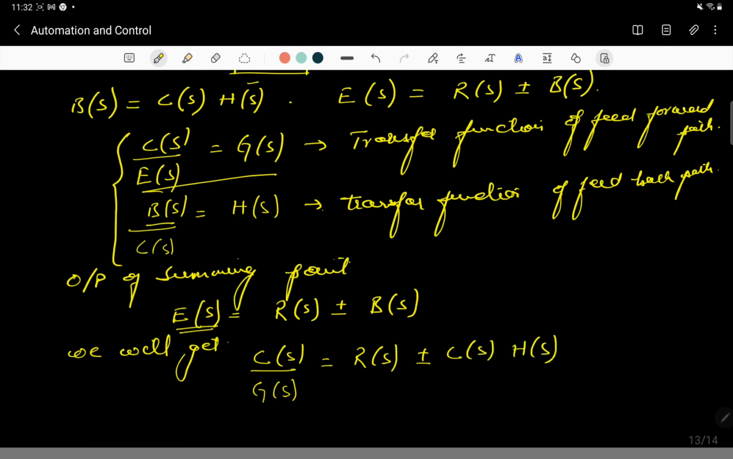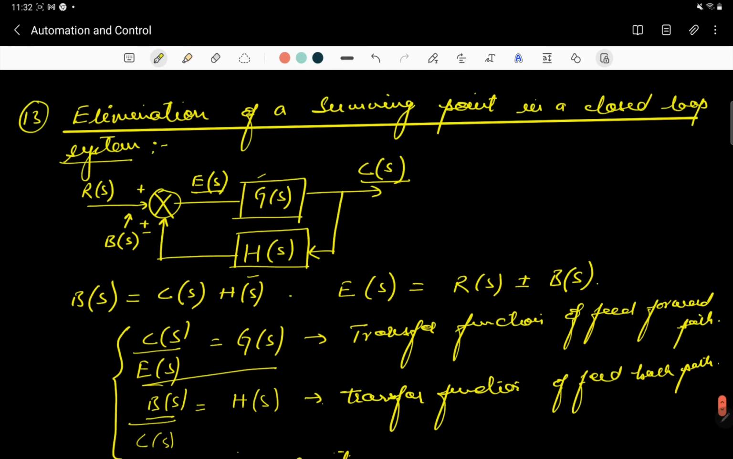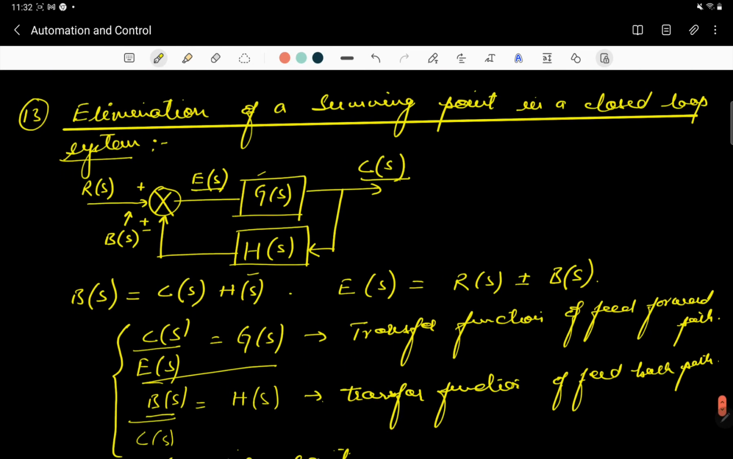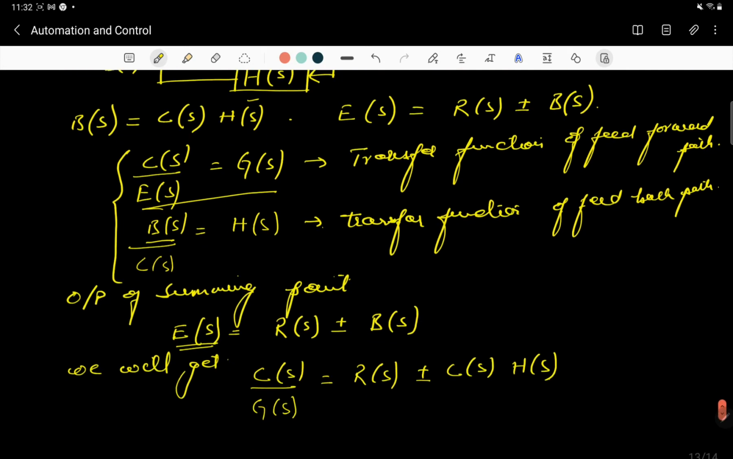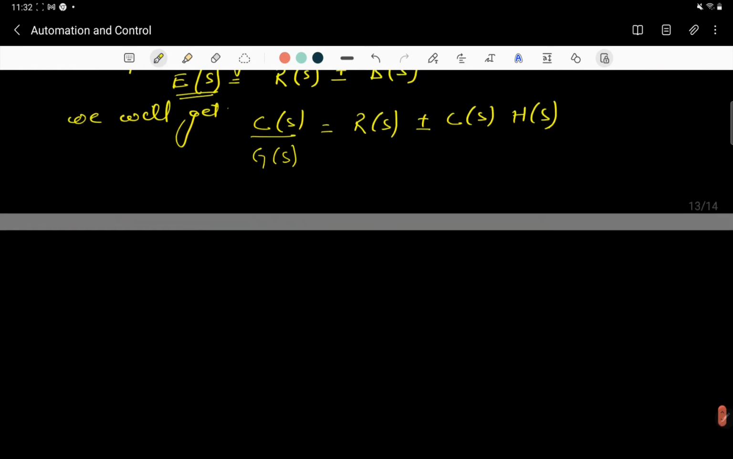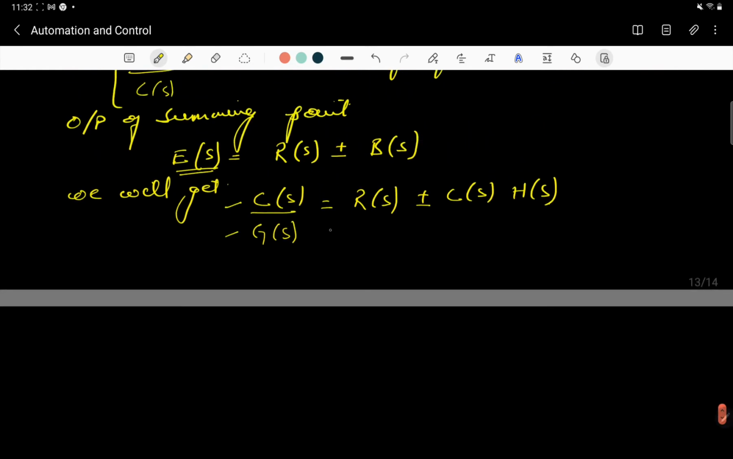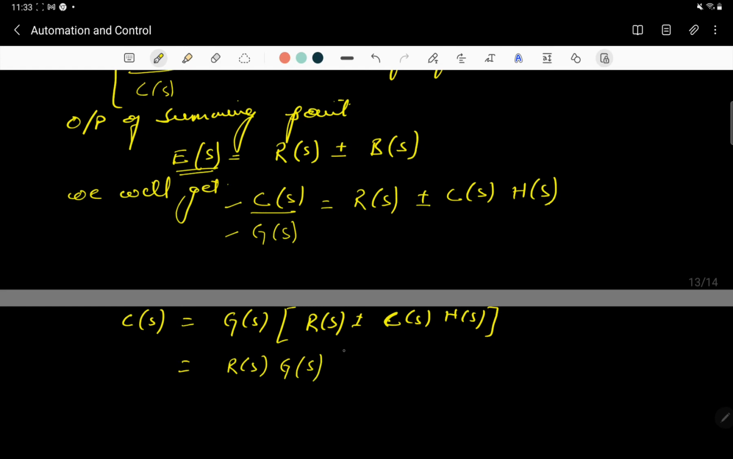Now the transfer function of this overall block is C(s) upon R(s), so we need C(s) upon R(s). We have in this equation C(s) upon G(s), so we need a bit of simplification. We multiply on both sides: C(s) is equal to R(s) plus minus C(s) into H(s), which gives you R(s)G(s) plus minus C(s)H(s)G(s).